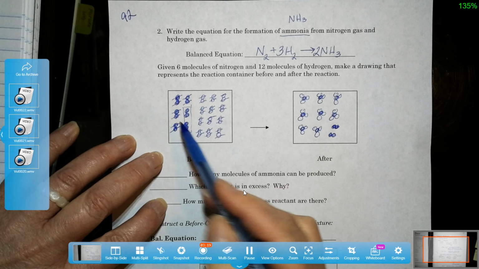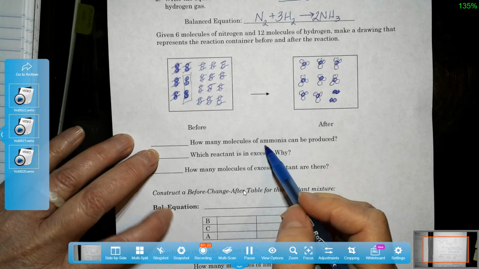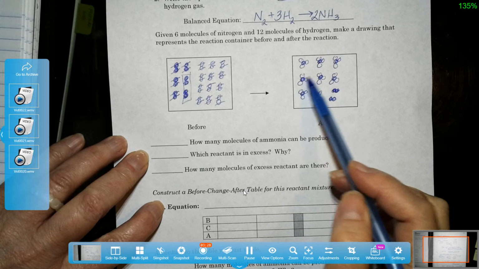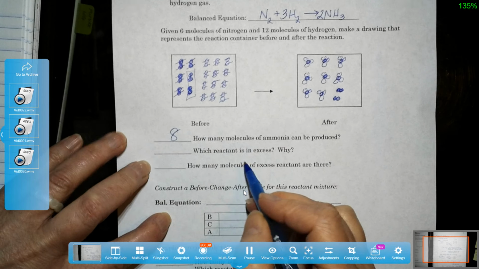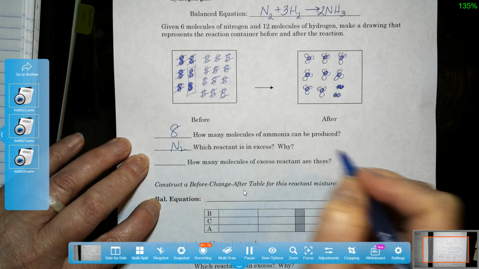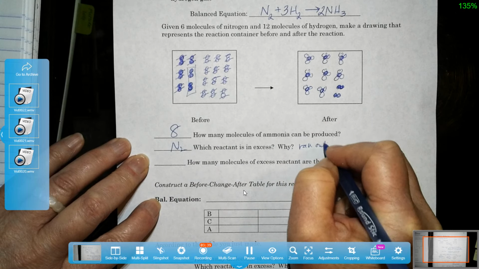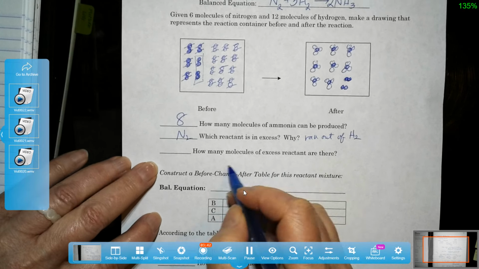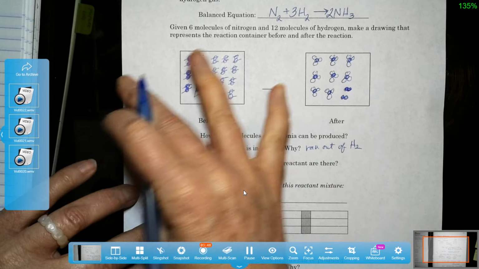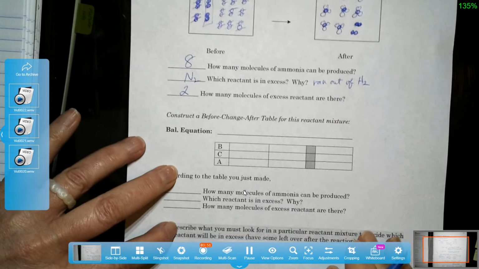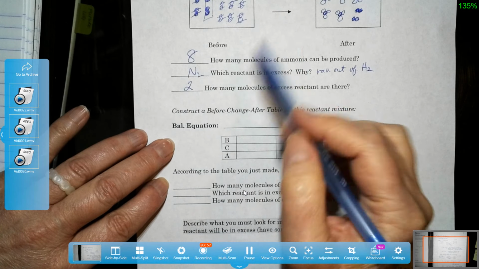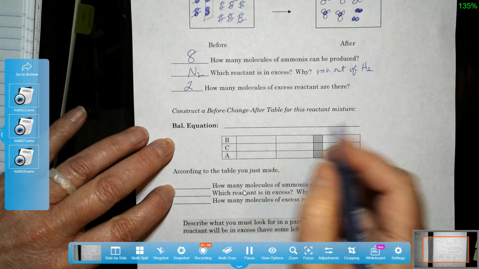Okay, so this is what it looked like before, that's what it looked like after, and we can answer these now. How many molecules of ammonia produced? 1, 2, 3, 4, 5, 6, 7, 8. Which reactant is in excess? These are my nitrogens. Why? Ran out of hydrogens. Okay, how many molecules of excess reactant are there? 2. Okay, so that's the picture conceptually of what's happening, and now we're going to do this as if we didn't draw this, as if we didn't know the answer, and then we're going to compare them.